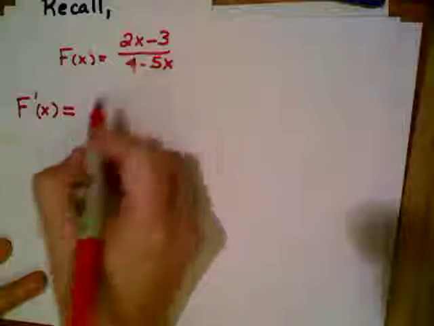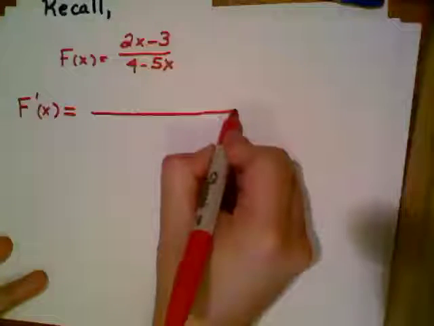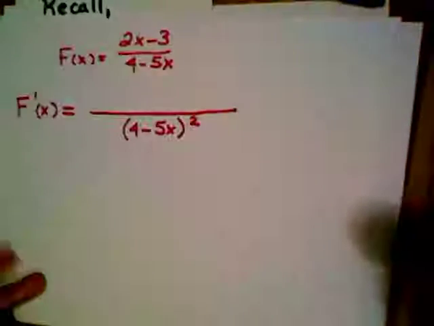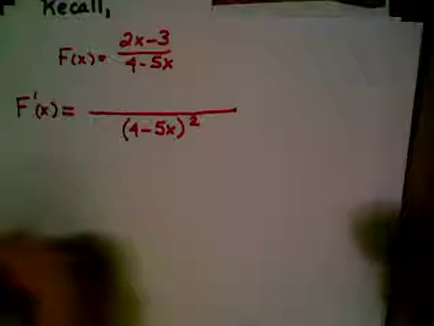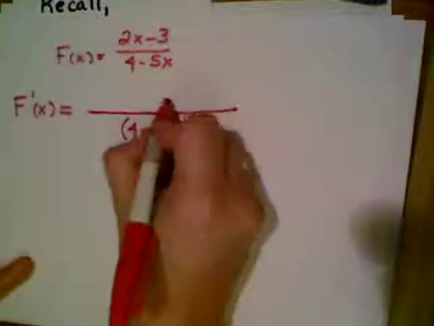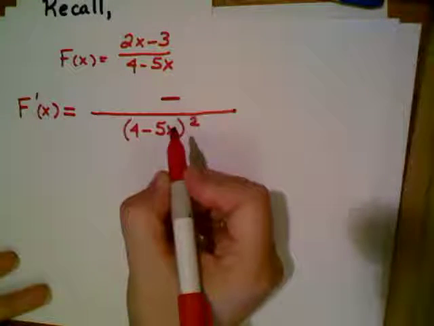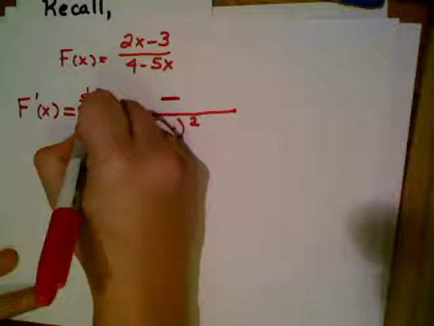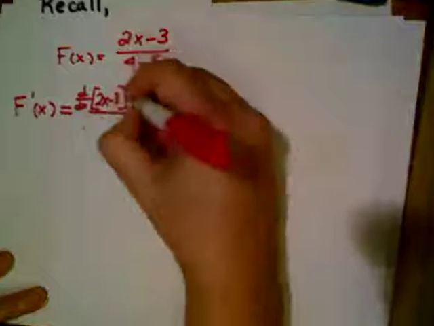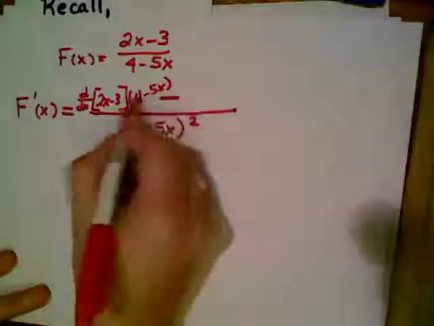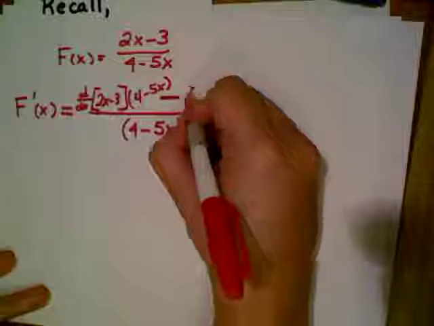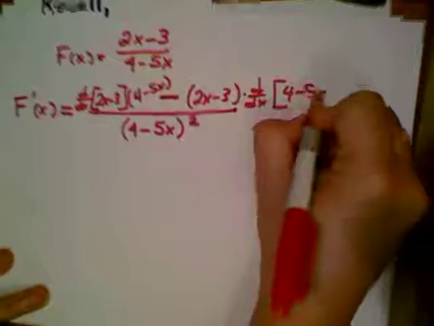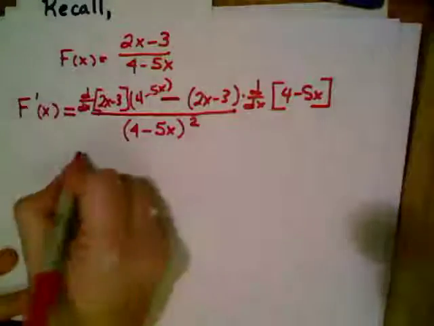The derivative of a quotient is another quotient. The denominator of the derivative is the original denominator squared. Next, we need a difference in the numerator. We're going to end up taking the derivative of the top function. We'll leave the bottom function alone, multiply. Then we will leave the top function alone and multiply by the derivative of the bottom function. Okay. Have to squeeze all that in there.